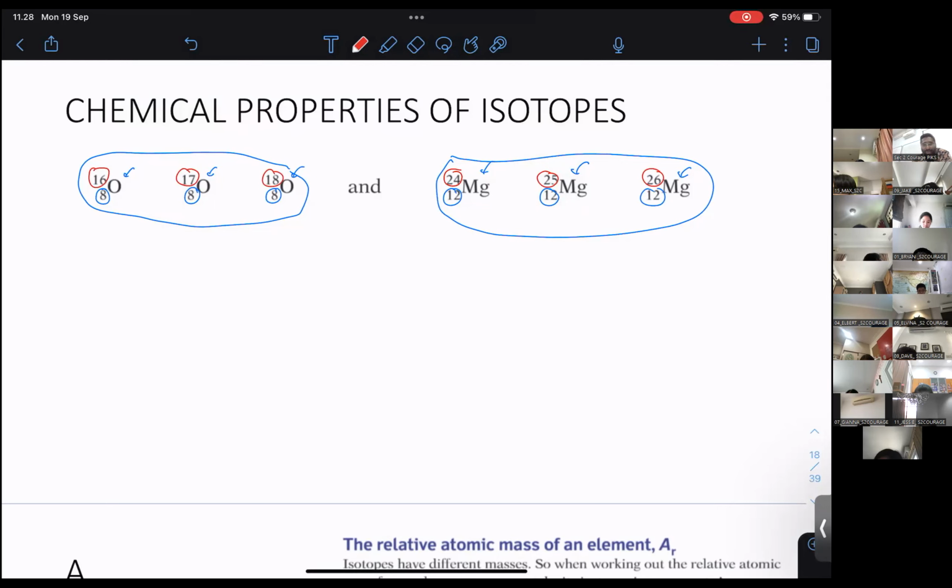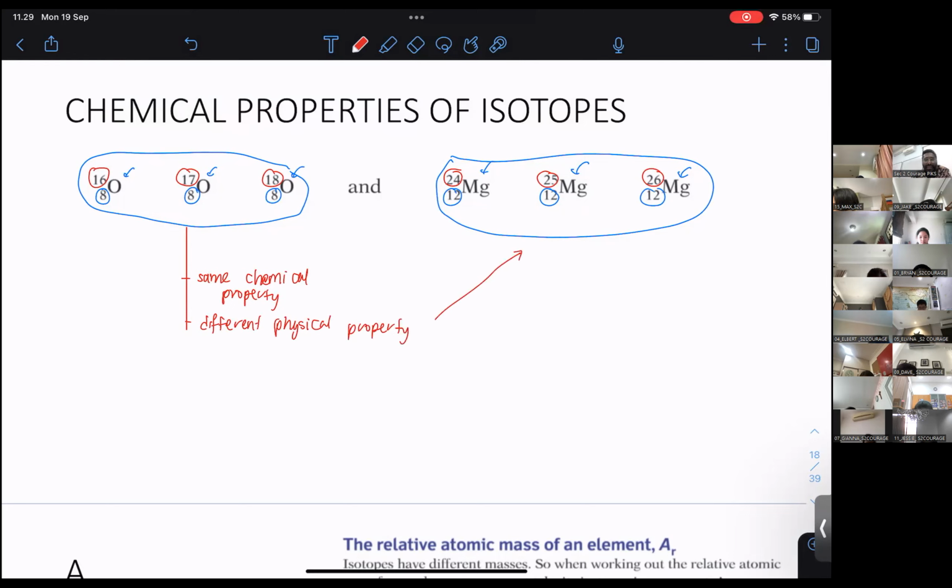Now, if I compare within here, I told you they will have the same chemical property, but different physical property. Different physical property, and this will apply for magnesium also.